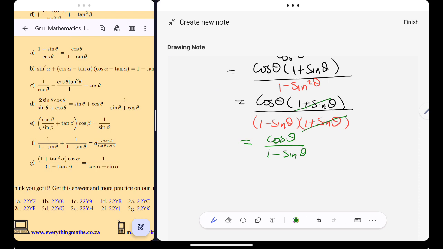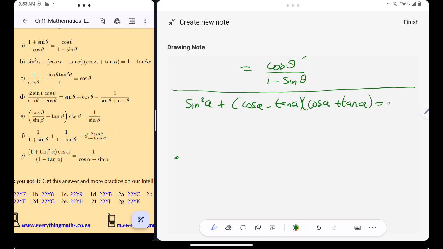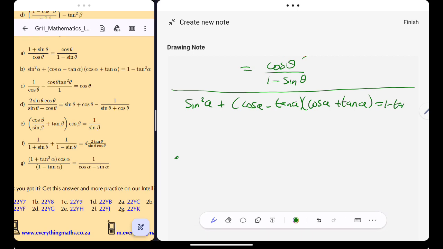Okay, then let's do the second one. We are supposed to show that sine squared a plus cos a minus tan a, times cos a plus tan a, is equal to 1 minus tan squared a. So here I'll just need to simplify my left hand side.